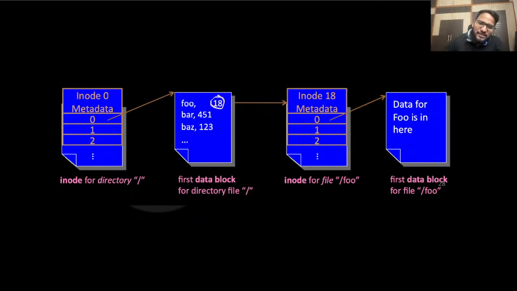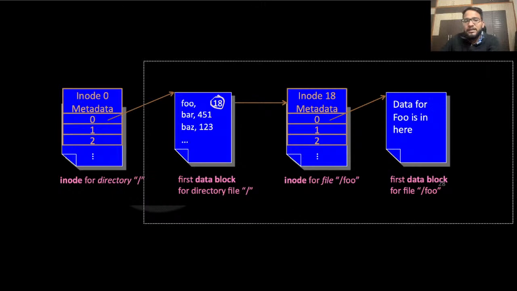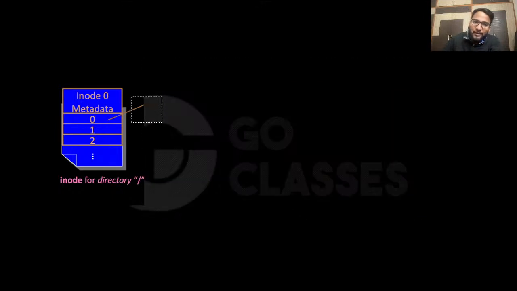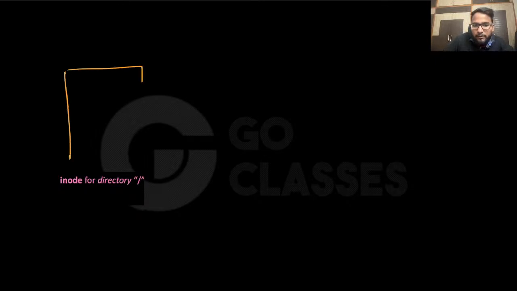Now it is not necessary that this kind of linking is there. It depends on the implementation. Tell me, can I have something like this? Let's suppose the inode of the directory itself has some metadata present here. And instead of a pointer to the inode table, can I just store the inode table here itself? 218, something like this. Can I do it? Yeah, it depends on the implementation.